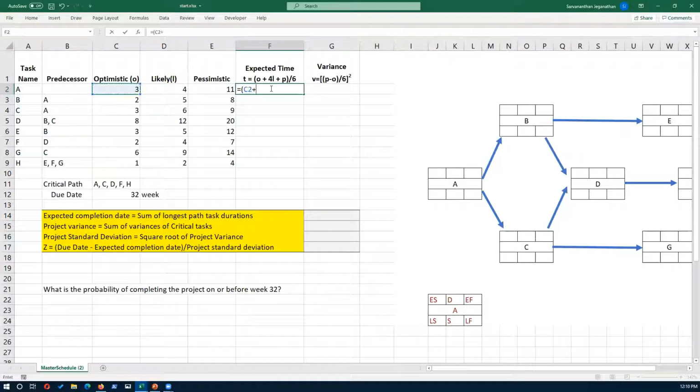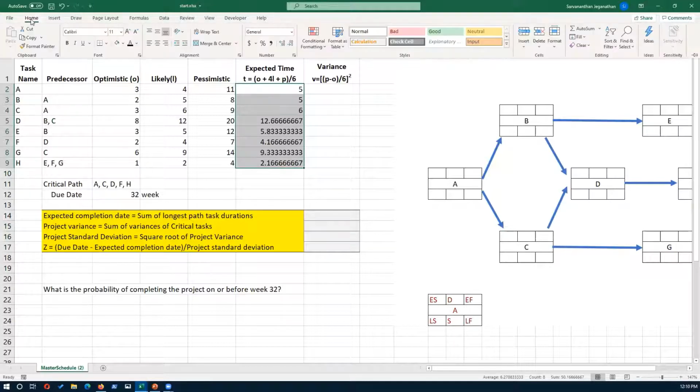Optimistic time plus 4 times most likely time plus pessimistic time divided by 6. That would give us the expected time for the task. So that's 5, and I'm going to fill the rest. I'm just going to round it off to a whole number.